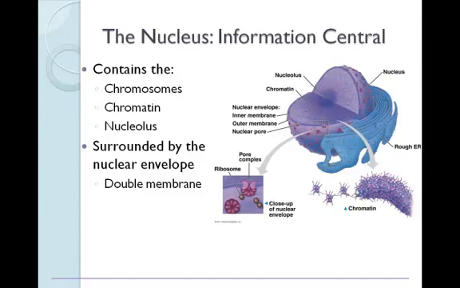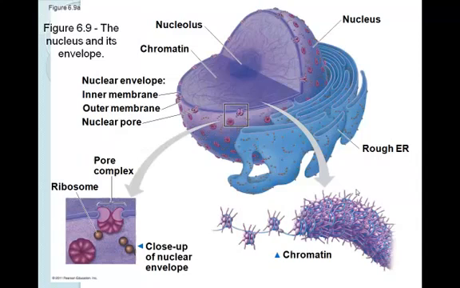The nucleus is surrounded by a double membrane. This diagram shows the nucleus with its double membrane and its connections to the cell's endomembrane system. The area of the endomembrane system closest to the nucleus is the rough endoplasmic reticulum, or rough ER. This diagram shows the nuclear pores, which allow the exit of ribosomes from the nucleus.